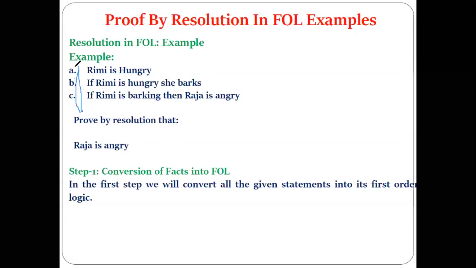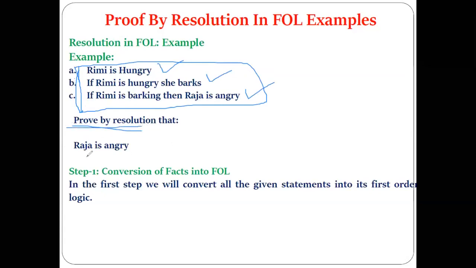Firstly, we have understood the difficult example. These are some simple examples. Now, these are the facts we have been given. Remy is hungry. If Remy is hungry, she barks. If Remy is barking, then Raja is angry. So with the help of the resolution, we have to prove this: Raja is angry. Now you must have got the idea what is meant by Remy and Raja.